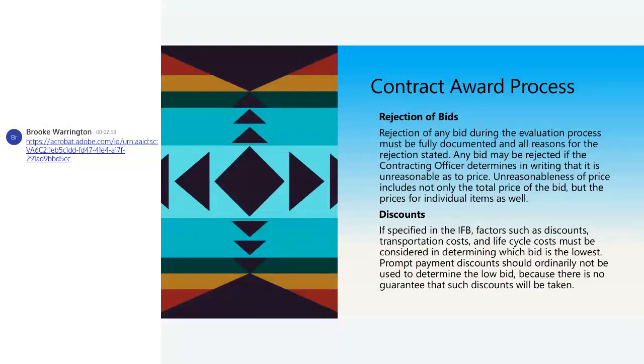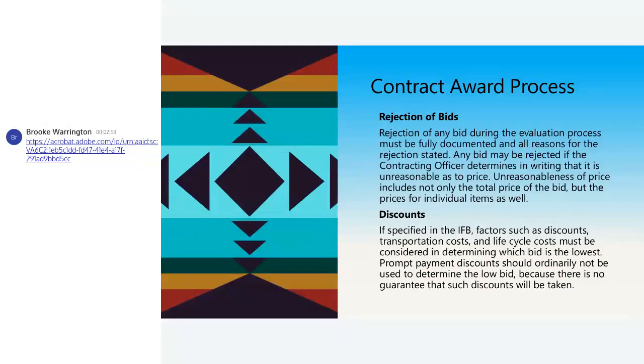Now, rejection of bid. Rejection of any bid during your evaluation process has to be fully documented. All reasons for the rejection must be stated. Any bid can be rejected if the contracting officer determines in writing that it is unreasonable as to price. Unreasonableness of price includes not only the total price of the bid, but the prices for individual items as well. You might have one category that's way out of whack, might be way under.